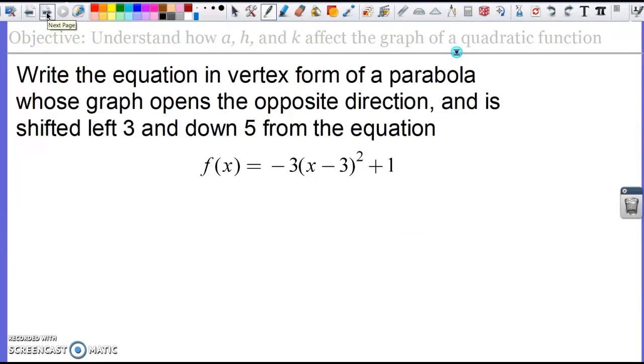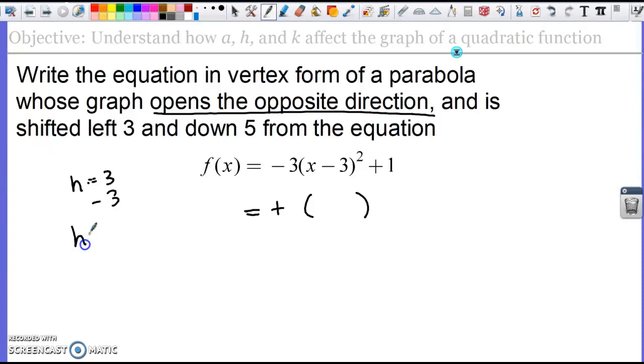All right, now we have a couple more exercises in the last minute here. Write the equation in vertex form whose graph opens the opposite direction and is shifted left 3 and down 5 from the equation. This one opens down, so that means I need to have a negative a value. If I want to go left 3, right now h is 3, so I have to subtract 3, so h has to be 0. So I have x minus 0. And I want to go down 5. Right now k is 1, so I subtract 5, so k now has to be -4.